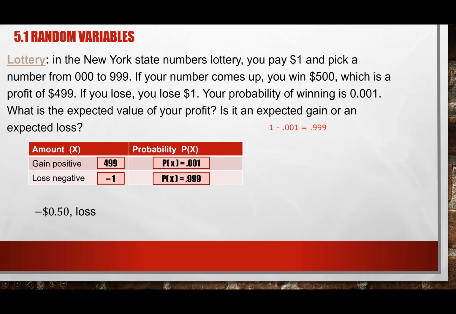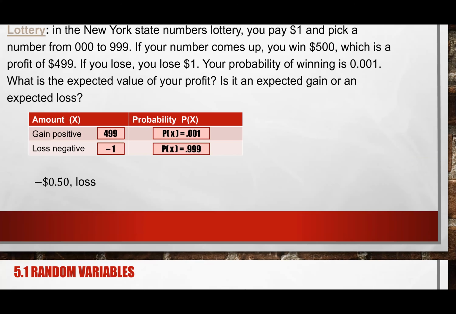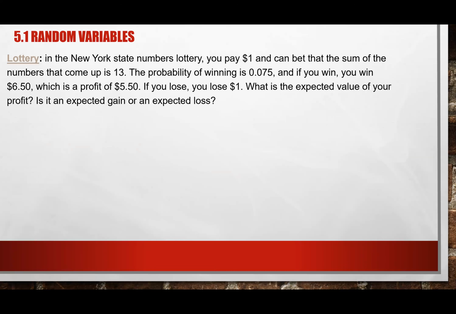Okay, so first of all, let's do one more problem, and then I'll take any question you might have. As you will see, the next problem is very similar to this one here. Kind of exact, it's just a different number, right? In this New York State number lottery, you pay $1. Same thing, you pay $1 to play, the sum of the numbers that come up to be 13. So this here is probably not a lottery game, probably just dice, right?